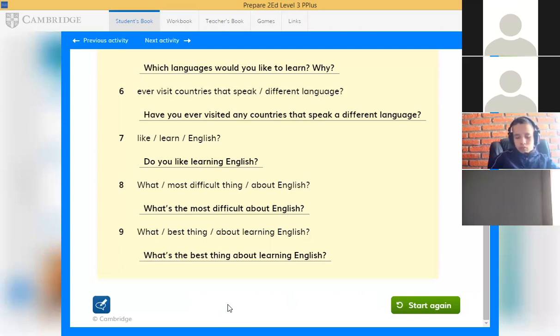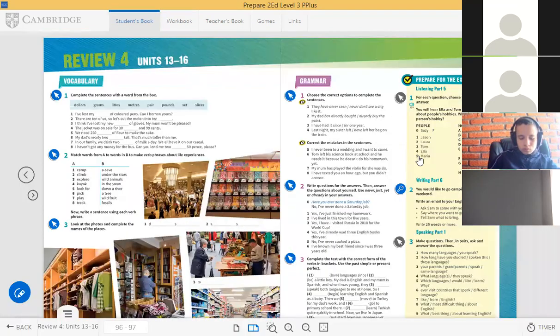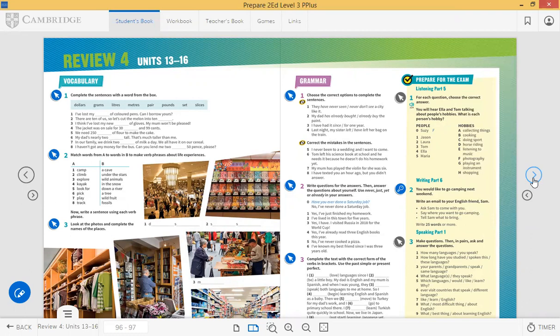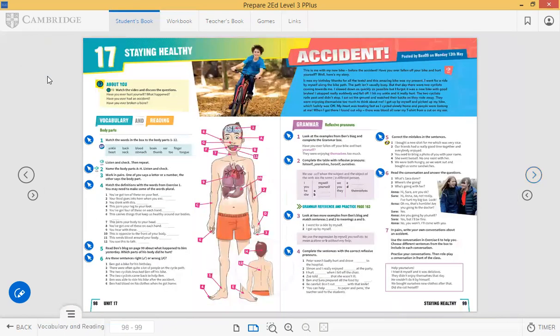Okay, guys, so writing questions. Give me a moment. Okay, so let's pass to page 98. Let's start unit number 17. So we finished this review. Right here we have staying healthy. Yes, staying healthy.